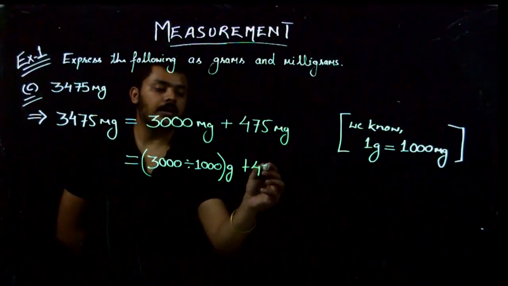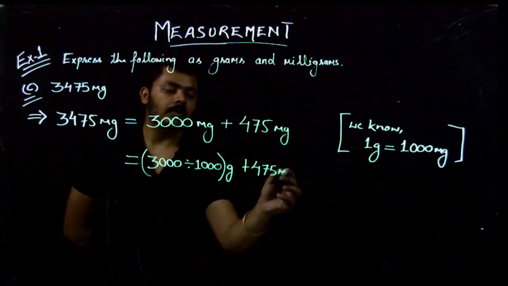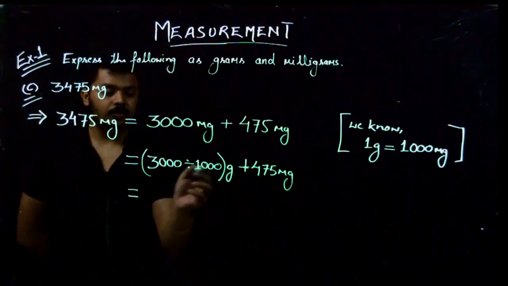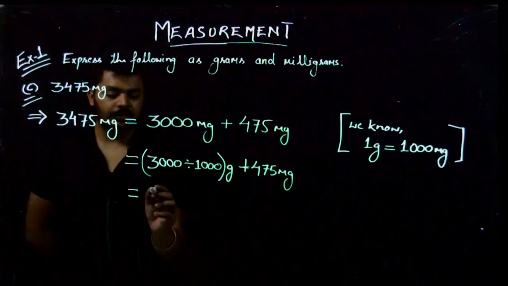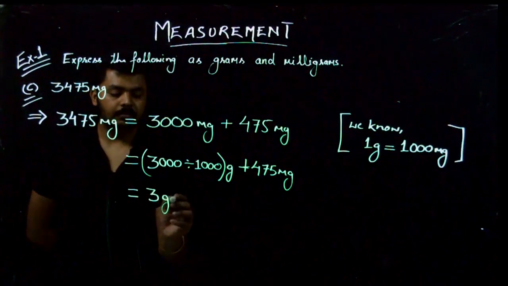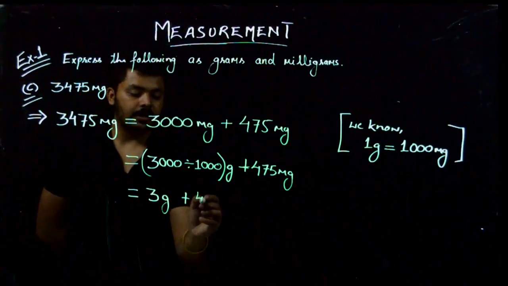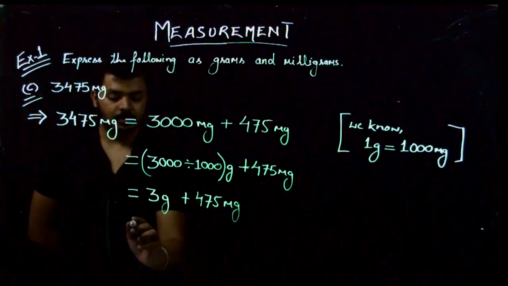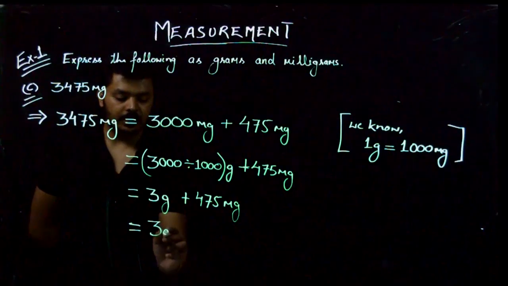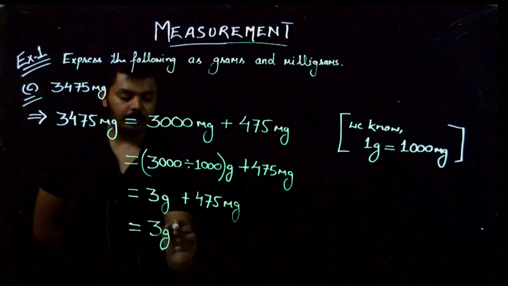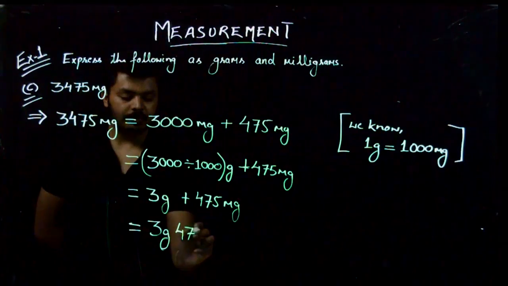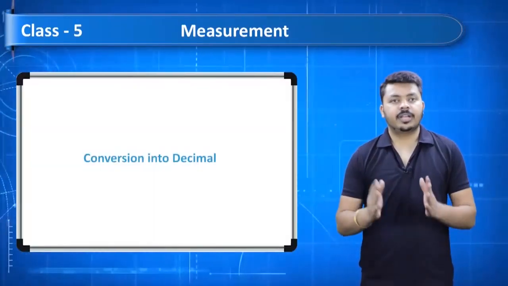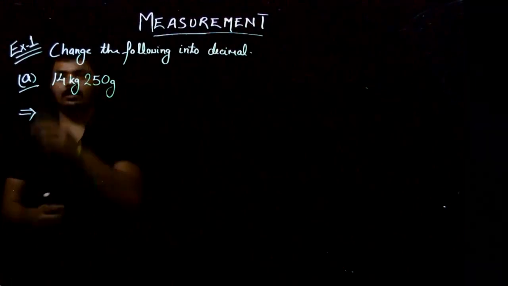Plus 475 milligrams, which is equal to, when we divide 3000 by 1000, we get 3 gram plus 475 milligrams, which can also be written as 3 gram 475 milligram. Conversion into decimal. Now let's see example number 1.